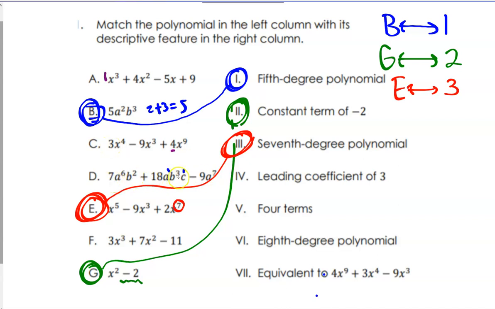All right, there's no 3 in there at all. Down here, my highest degree is x cubed, which does have a coefficient of 3. So that means F and 4 get matched.